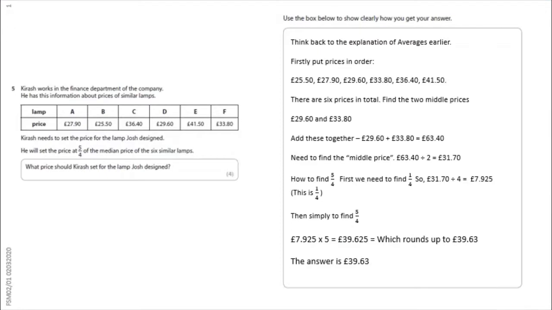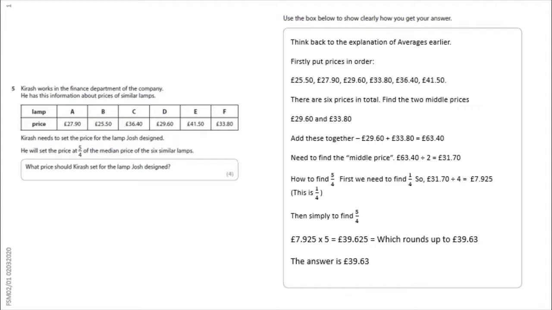Now, this is question 5. Kirash works in the finance department of the company. He has information about prices of similar lamps. So we have lamps listed A, B, C, D, E, F. The prices 27.90, £25.50, and so on and so forth. Kirash needs to set the price of the lamp Josh designed. He will set the price at 5/4 of the median price of the 6 lamps. What price should Kirash set for the lamp Josh designed?